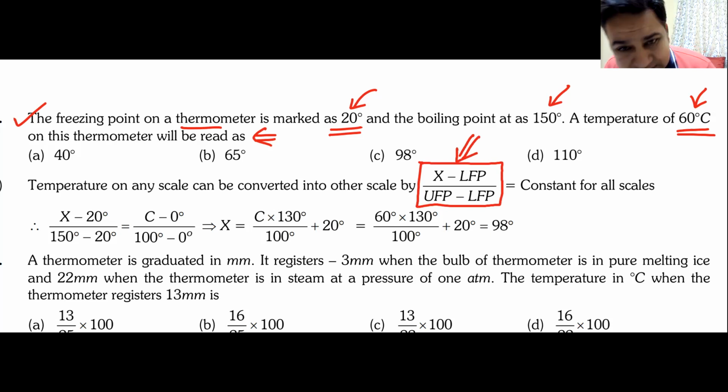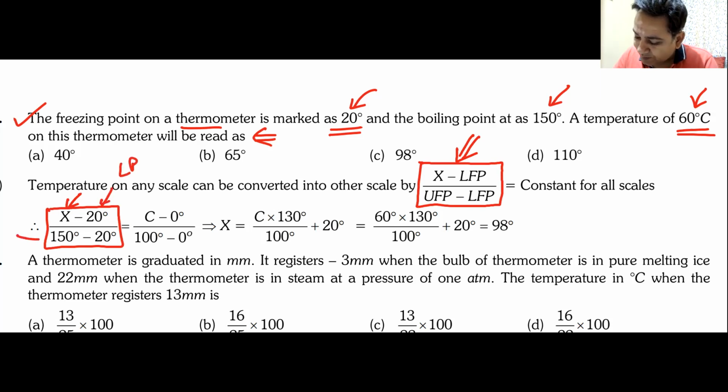The temperature on that thermometer minus the lower point divided by the upper fixed point minus the lower fixed point should be constant. So if I call the temperature X, then X minus 20, where 20 is the lower fixed point, divided by the upper fixed point, which is 150, minus the lower fixed point, which is 20.